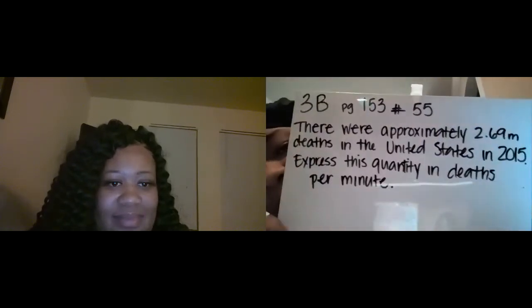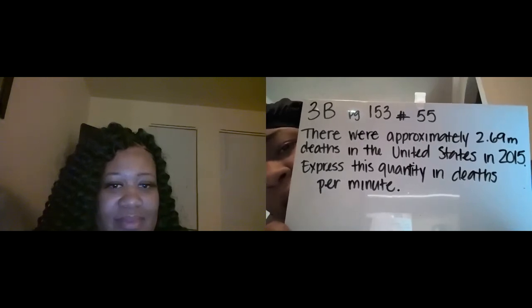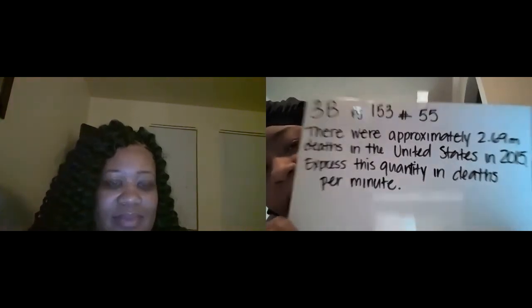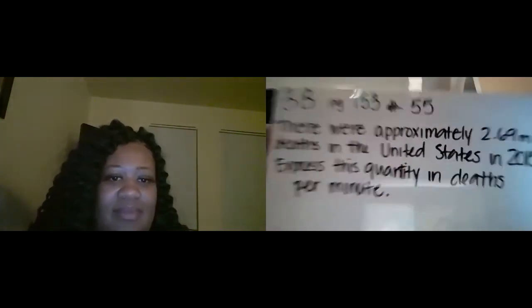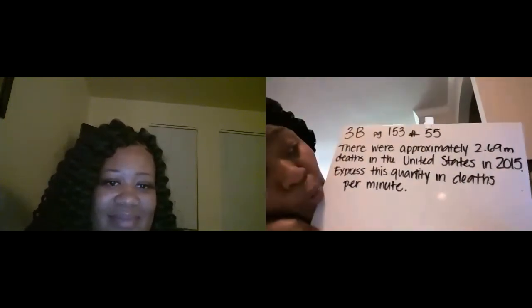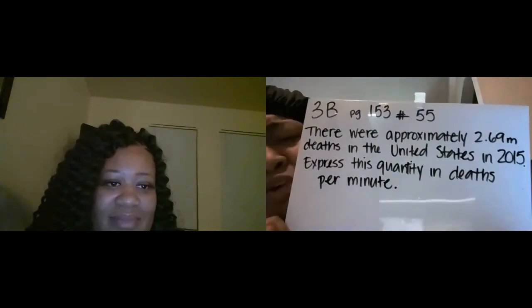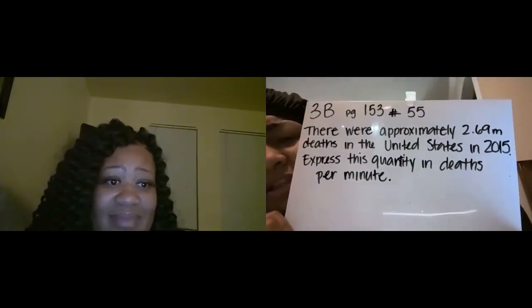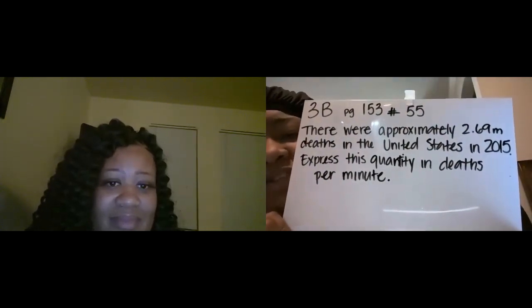All right. So we're in section 3B now, page 153, number 55. There were approximately 2.69 million deaths in the United States in 2015.